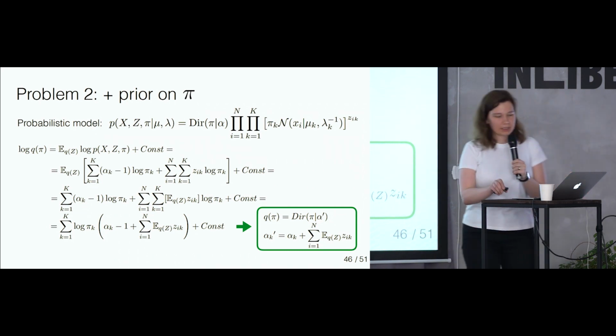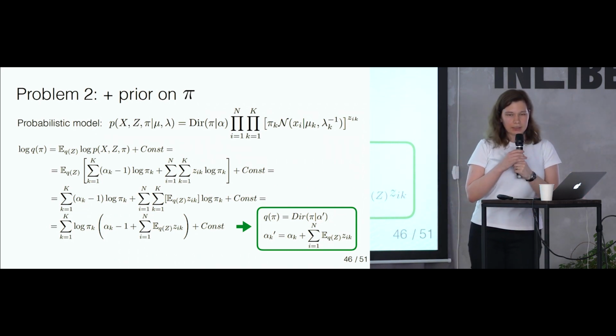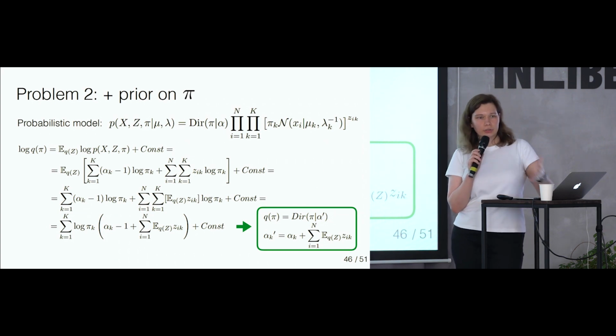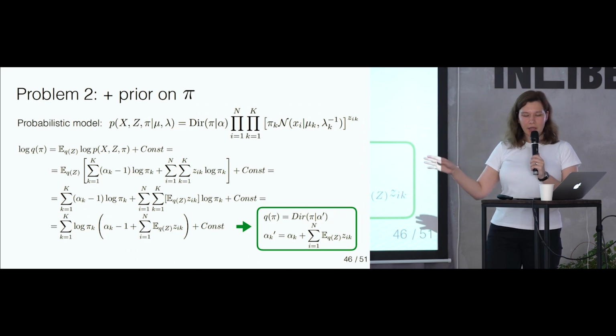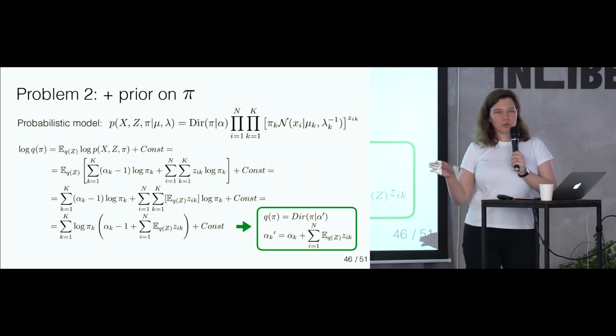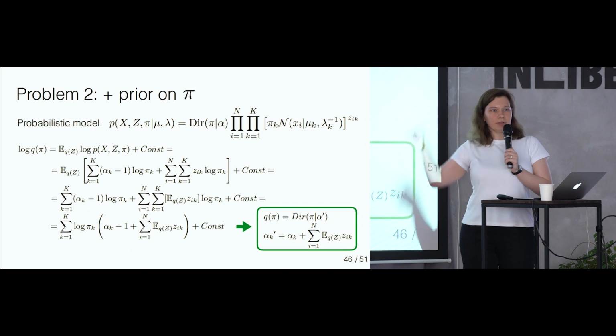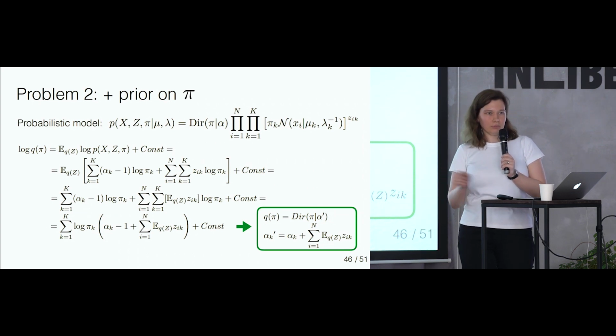The only problem is that since variational inference is an iterational process, at the first step, we don't have parameters of Q of P and Q of Z. So we can't compute one of these expectations. So we just choose some parameters of Q of P, for example, and use them on the first step. And then after the first step, we already know the distribution on P and Z from the previous step. So everything is okay.